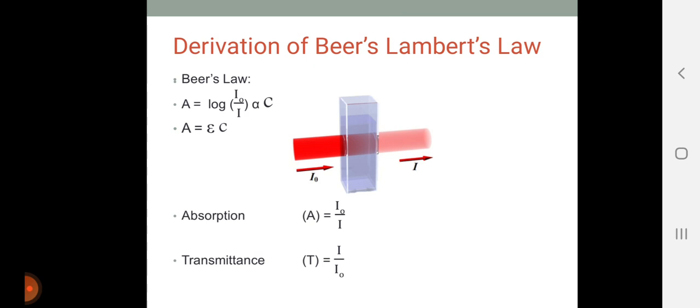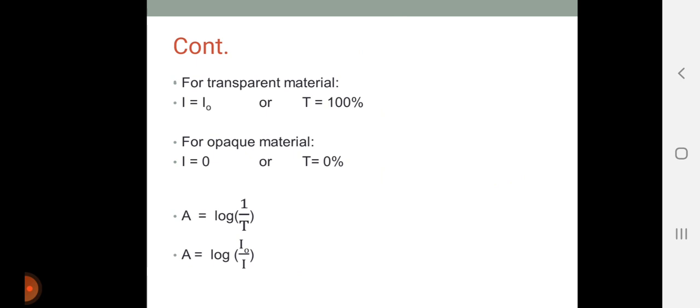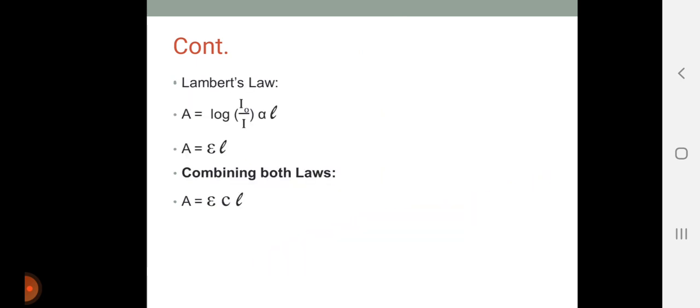Absorption and transmittance. For transparent materials, T is equal to 100%, and for opaque materials, T is equal to 0%. Lambert's law: combining both laws, A is equal to ECL.